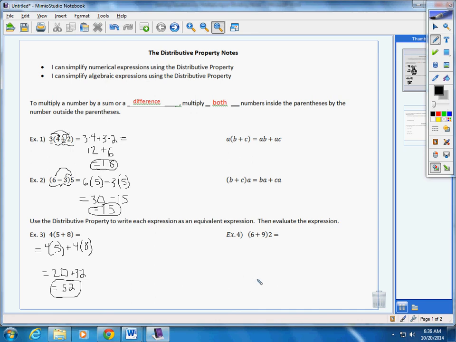Now on to our last one, same thing. Maybe you want to pause it, try it on your own. Okay, let's not forget that 2 is going to be distributed to both the numbers in the parentheses.